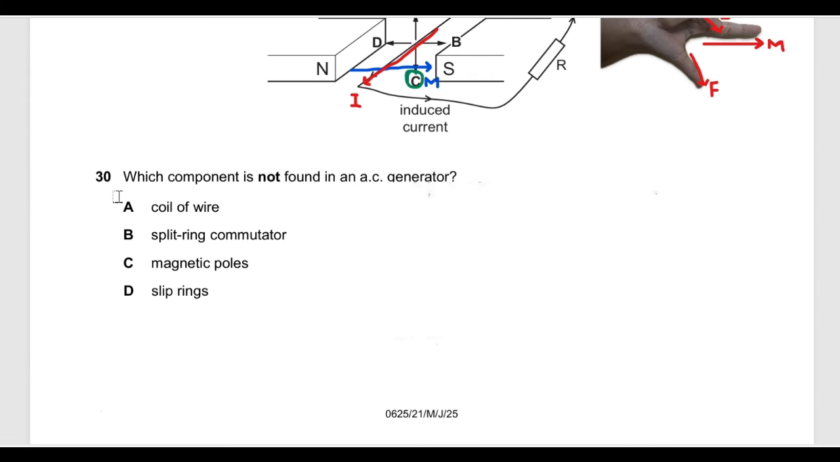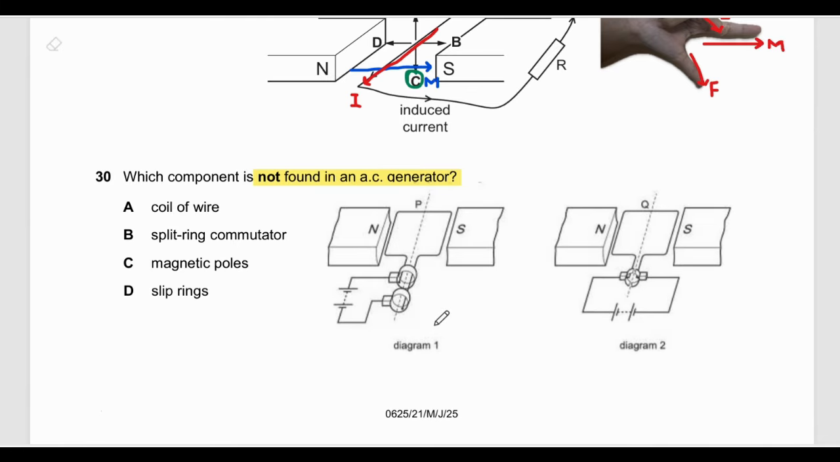30 says which component is not found in AC generator? If we see the diagram, we have diagram 1 and diagram 2. In diagram 1, the rings that we have are complete circular rings that do not have any cut between them. These are used to connect the coil with the external circuit, and these rings are known as slip rings. And slip rings are used in AC generator.